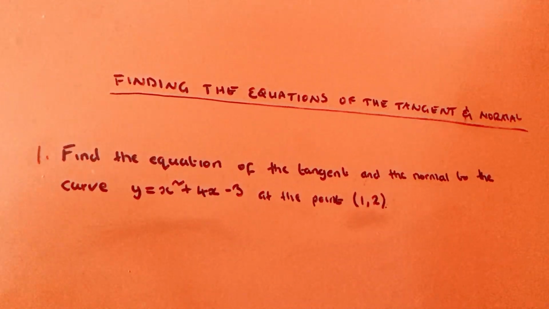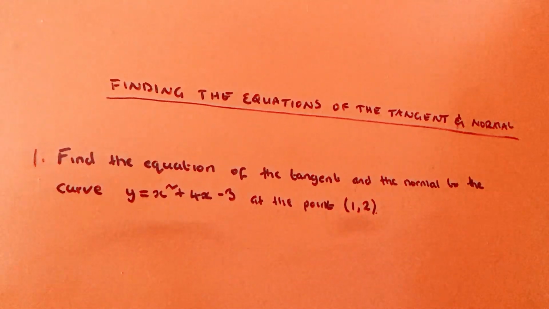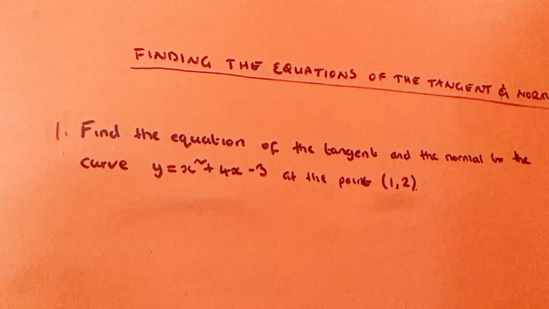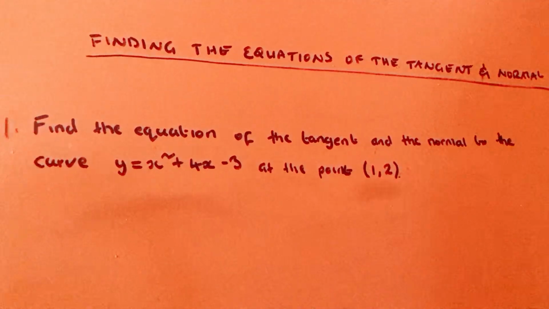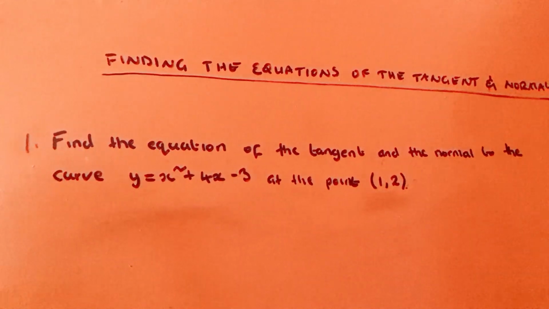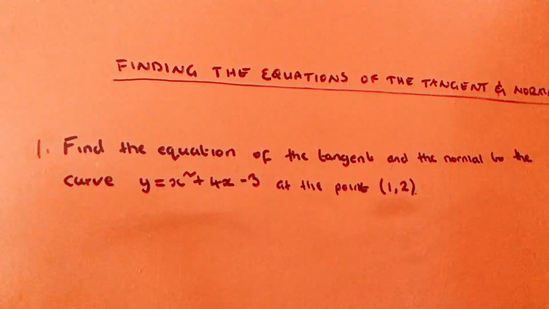So in this video we're going to talk about how to find the equation of the tangent and the normal to a curve at a single point. So here's our question. Find the equation of the tangent and the normal to the curve y is equal to x squared plus 4x minus 3 at the point (1, 2).